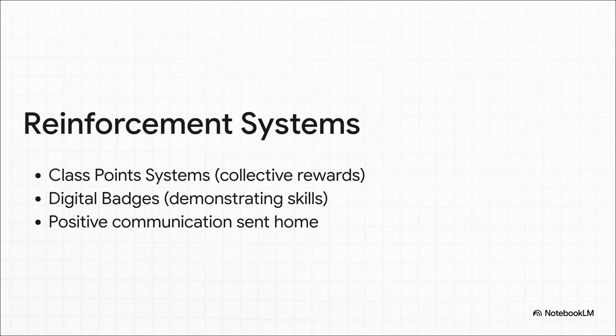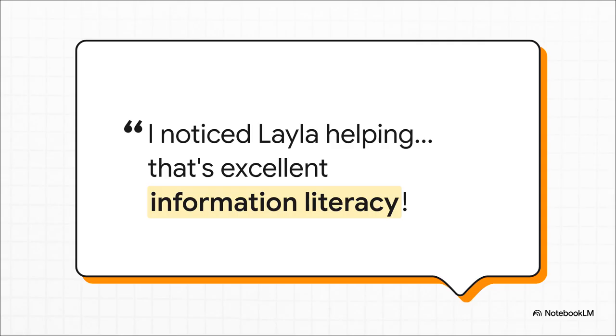So what does this look like in practice? Well, these systems can take a ton of different forms. You might use a class point system where everybody's working toward a shared goal. Or you could award digital badges for mastering specific skills, like being a good digital citizen. Or honestly, it can be as simple and as powerful as sending a positive note home. And often, the most powerful reinforcement is super specific and it's public.